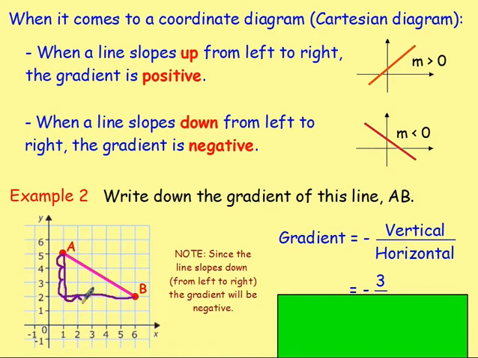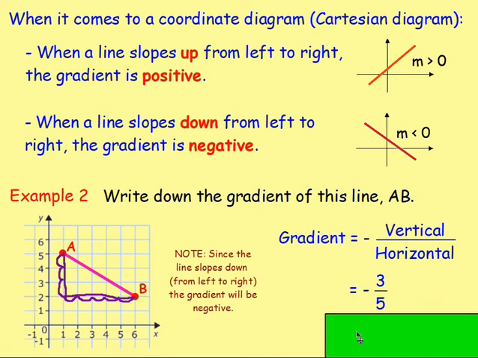And your horizontal distance, you're coming along 1, 2, 3, 4, 5 boxes, or 5 units. So it'll be -3/5. And if you work that out as a decimal, what's 3 divided by 5? 0.6. Perfect, so you'd have -0.6. That would be the gradient of that line. And again, the gradient means it slopes down from left to right. It does indeed. Well done.